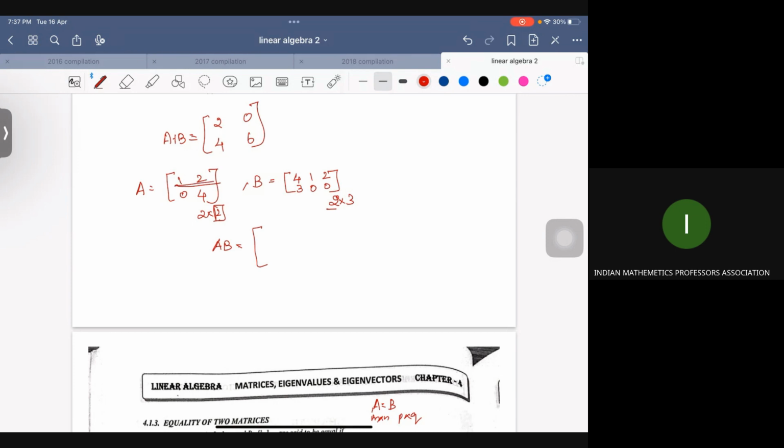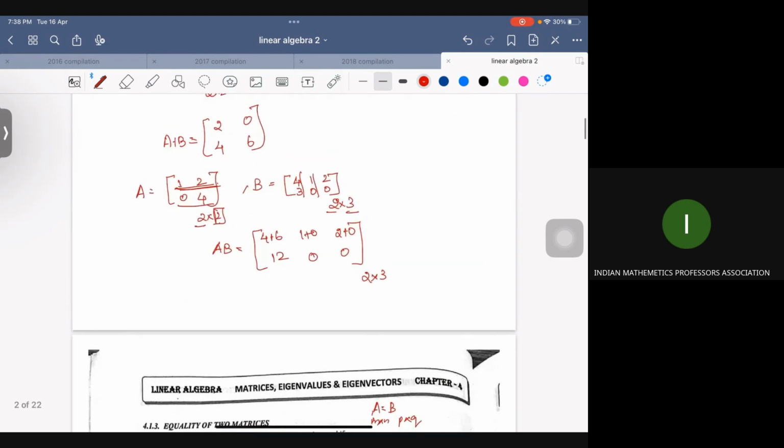AB multiplication is possible if each row is multiplied with the corresponding column. So 1 into 4 is 4 plus 3 into 6, and first row with second column, 1 into 1 is 1 plus 2 into 0 is 0. First row with third column will take the form 1 into 2 is 2 plus 2 into 0, and second row with first column 4 3s are 12, second row with second column 0, second row with third column 0. Hence AB is of order 2 by 3.